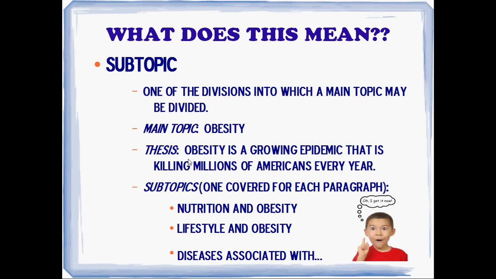So I have my introduction. My introduction is going to give me some background to prepare my reader for this thesis statement. Then I'm going to have several body paragraphs. In this case, I may have 3 or 4, but my subtopics are going to be what those paragraphs are about. So I may have one paragraph about nutrition and obesity. I may have a subtopic on lifestyle and obesity. And I may have a paragraph on diseases associated with obesity. And so really subtopics are those areas that you are going to break down. They're about your topic, but it's the breakdown of your topic.